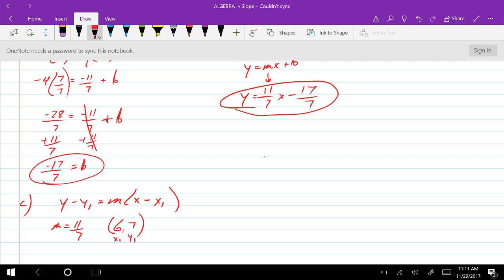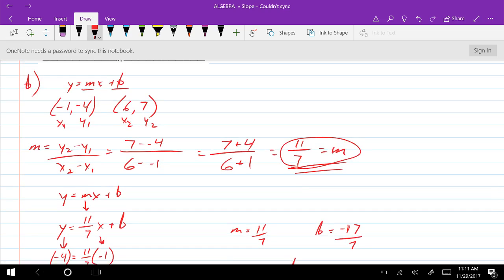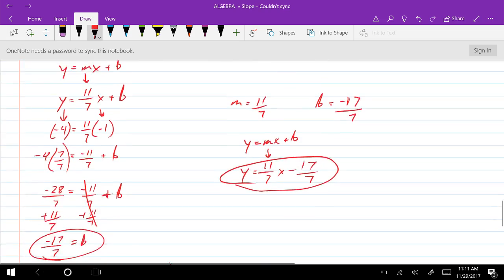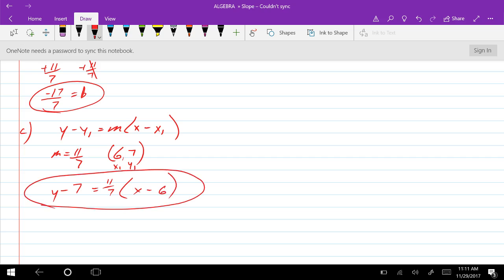And what x1 and y1 mean is it's the x and y from a point. It doesn't mean the same thing as the first point like it did up here. It just means x and y from the same point. So in this case, I have y minus y1, which would be 7, equals my slope of 11/7 times x minus my x1, which is 6. And that's it.